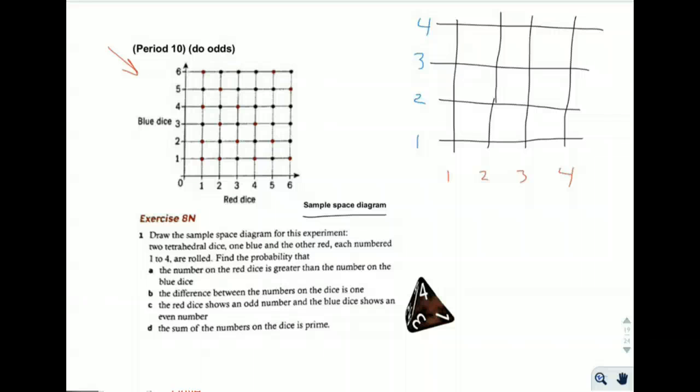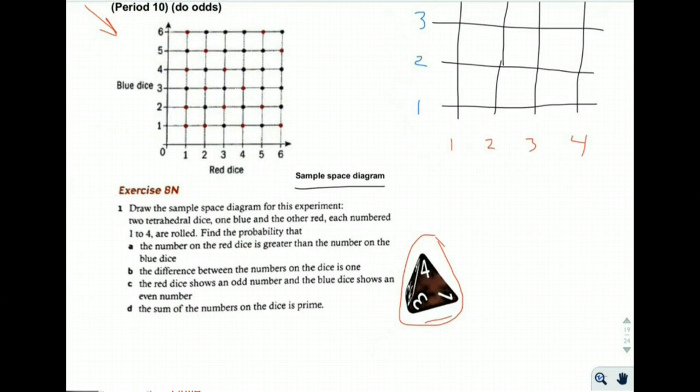Okay? So, in the first problem here, we're going to use dice, but we're going to use a tetrahedral dice. These dice, have you ever seen these before? They're used by nerds when we play Dungeons and Dragons. I don't think people do that anymore, but when I was in high school or junior high and I was a nerd, I used to use these dice.